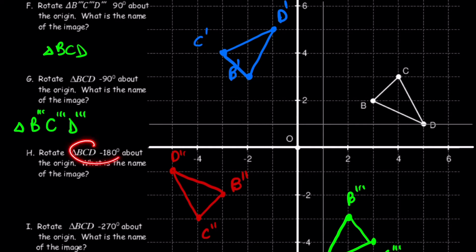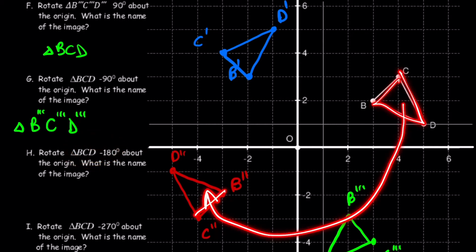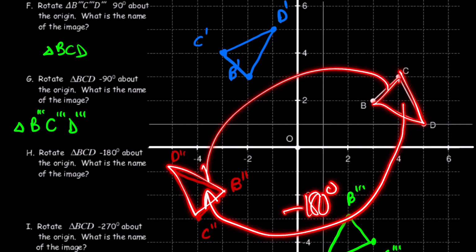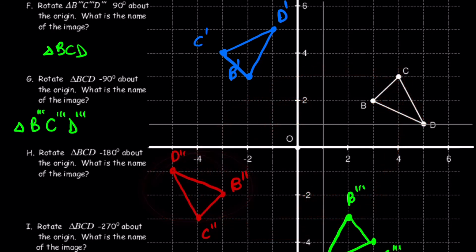What if I take the original one and rotate it negative 180? So take my original one, rotate it negative 180. I think you guys can see that negative 180 is actually the same as a positive 180. So I end up with this triangle right here. That'd be triangle B double prime, C double prime, D double prime. Oops, sorry about that. Double prime.